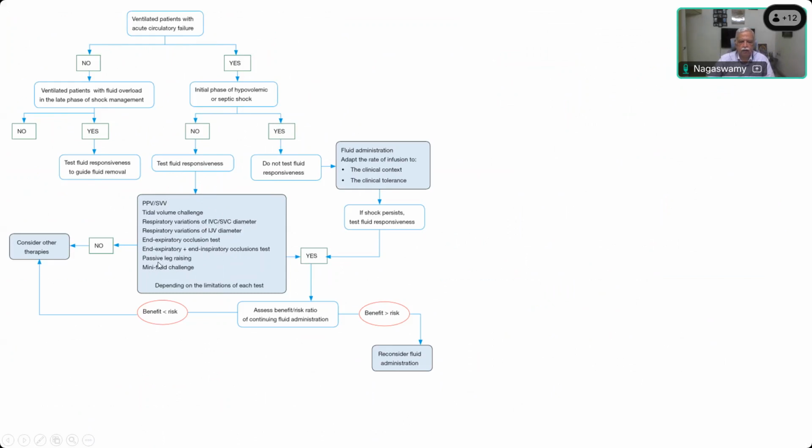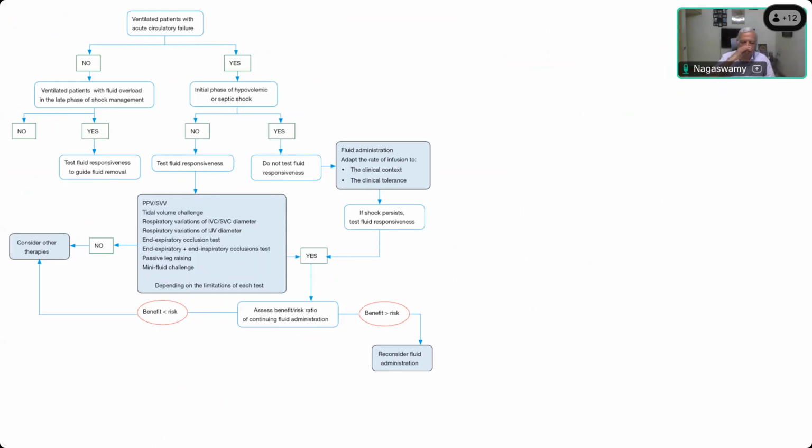So these are all the tests which are considered as the ideal correct tests for assessing responsiveness to fluid replacement. So depending upon the limitations for each test, you have to do that. And if the patient is going to respond positively, then assess the benefit risk ratio for continuing fluid administration. If the benefit is more, continue fluid administration. If the benefit is going to be less, consider other therapies like vasopressors and other supportive measures rather than trying to depend only on fluid.